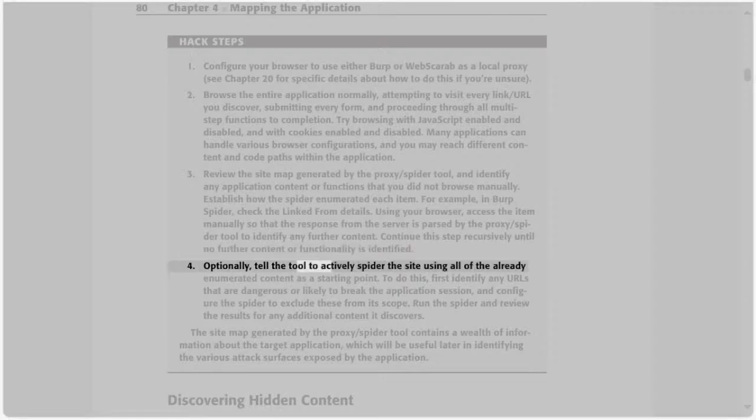4. Optionally, tell the tool to actively spider the site using all of the already enumerated content as a starting point. To do this, first identify any URLs that are dangerous or likely to break the application session and configure the spider to exclude these from its scope. Run the spider and review the results for any additional content it discovers. The sitemap generated by the proxy/spider tool contains a wealth of information about the target application, which will be useful later in identifying the various attack surfaces exposed by the application.